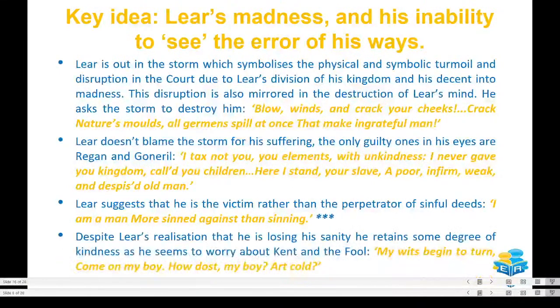Despite Lear's realization that he is losing his sanity, he does retain some degree of kindness, as he seems to worry about Kent and the fool. "My wits begin to turn. Come on, my boy. How dost, my boy? Art cold?" So you're starting to see here, as an audience, a little bit of sympathy. You're starting to see a different version of Lear. I won't even say a different version, but just another part of Lear. You're starting to separate. There's starting to be some distance here between the king that is Lear and the old man that is Lear.